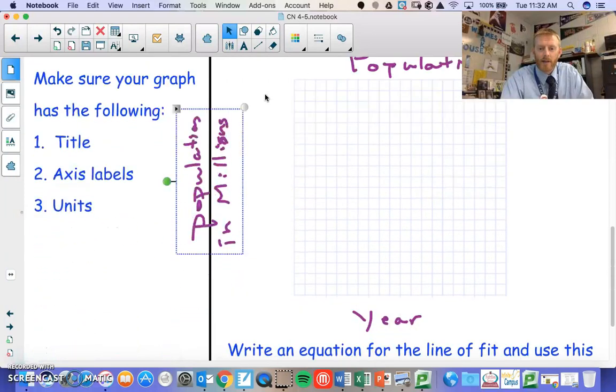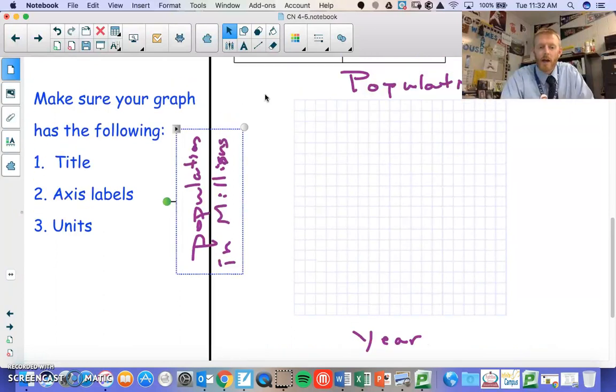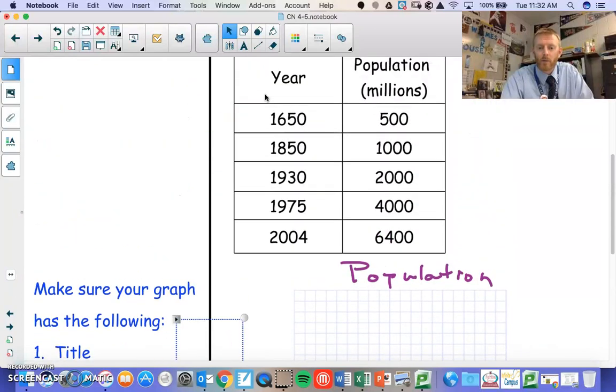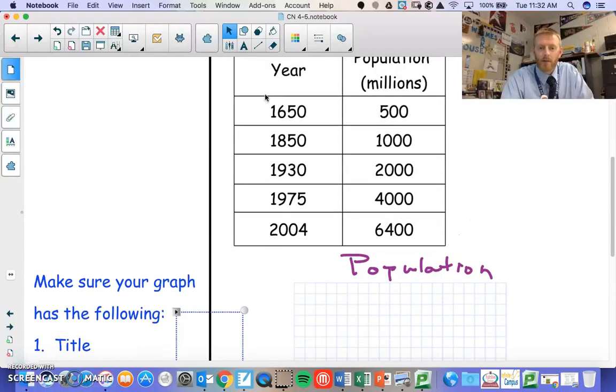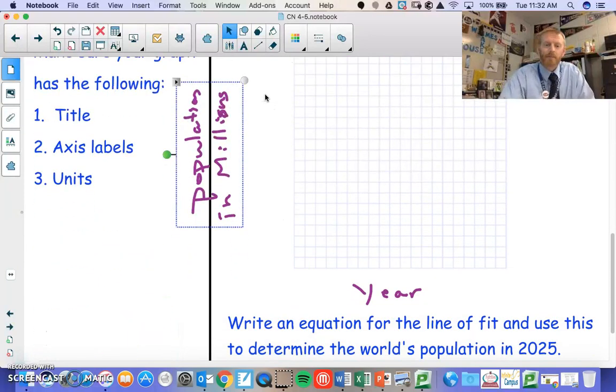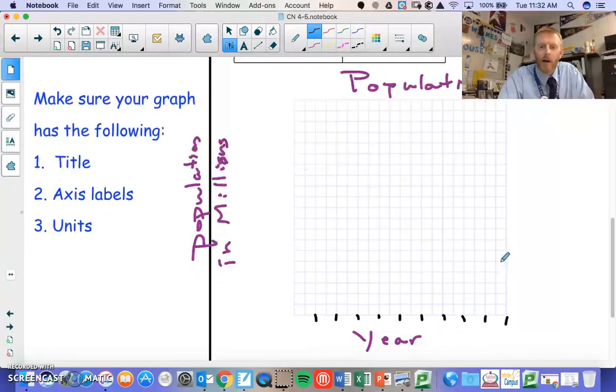So what I'm going to ask you guys to do is to graph this information, and we will do the rest of this work in class. So you're going to want to get numbers over here that are counting by a set number. We got to get from 1650 all the way to our present time of 2004.